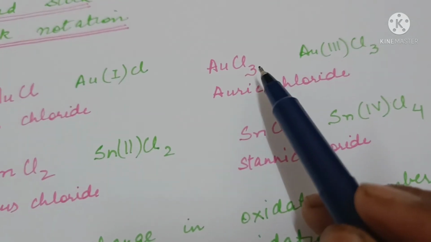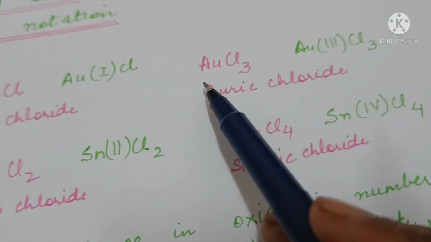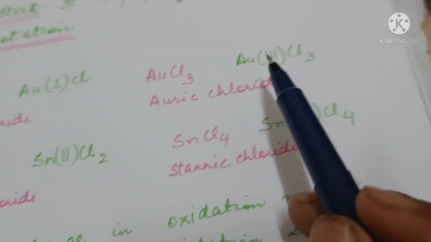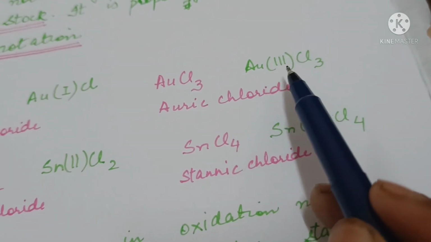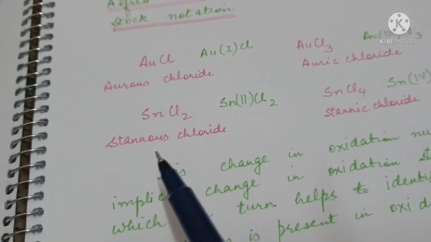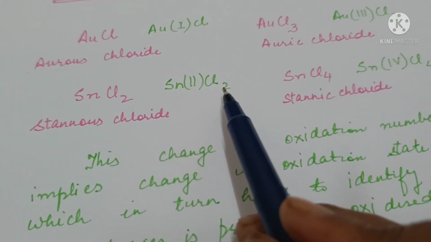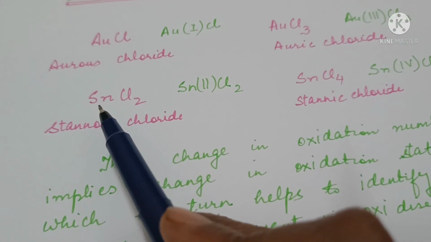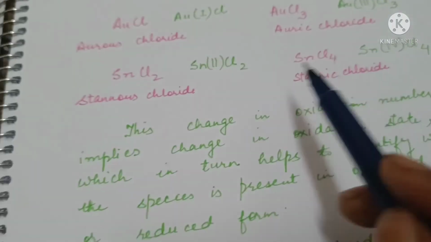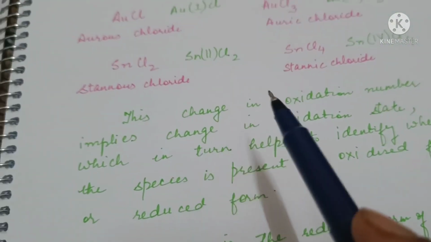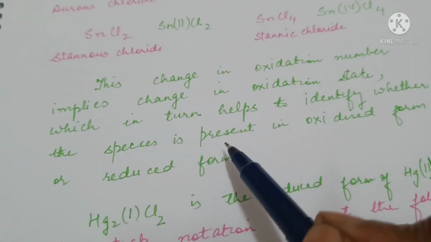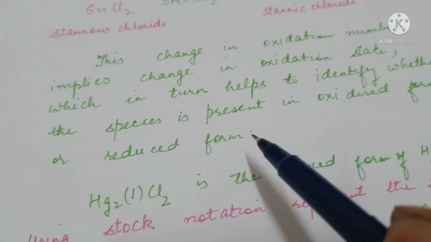Similarly, auric chloride has an oxidation number of gold as +3. So we write auric chloride as Au(III) chloride, AuCl3. Similarly, stannous chloride is written as Sn(II) chloride because the oxidation number of tin is 2 here, and stannic chloride is written as Sn(IV) chloride. This change in oxidation number implies a change in the oxidation state, which in turn helps to identify whether the species is present in oxidized form or in reduced form.